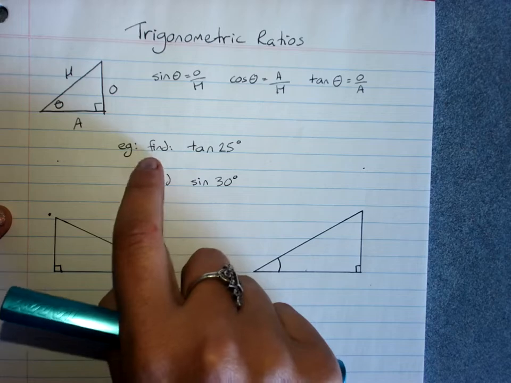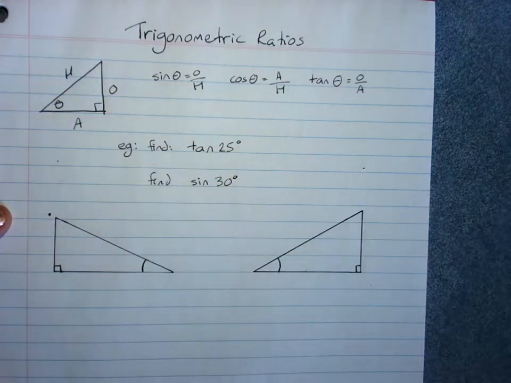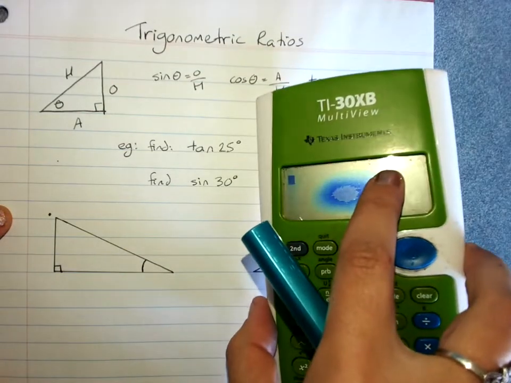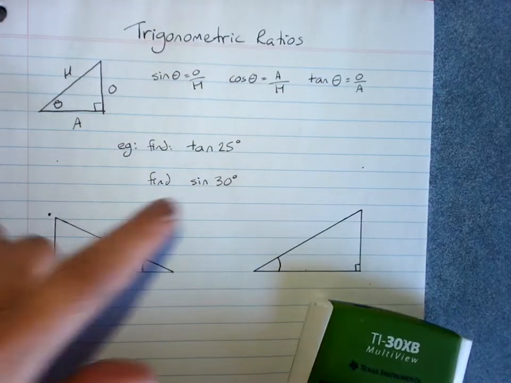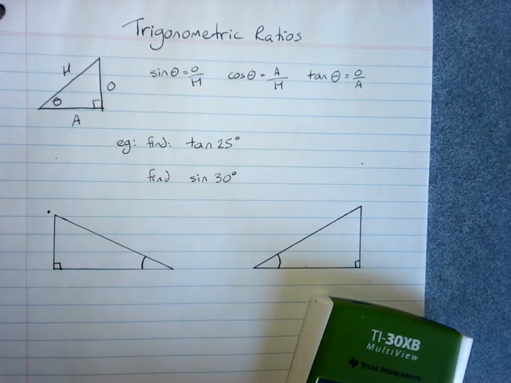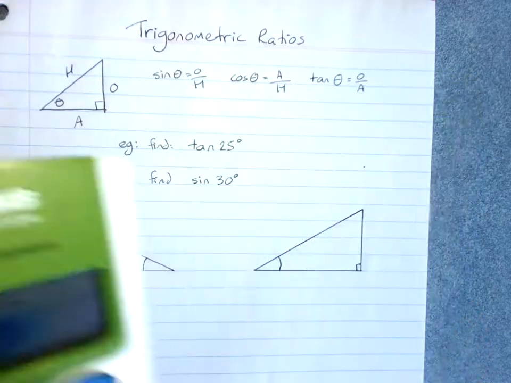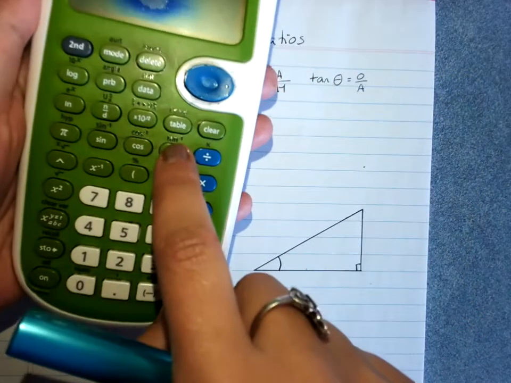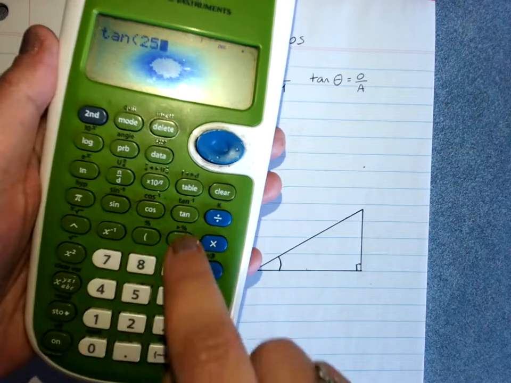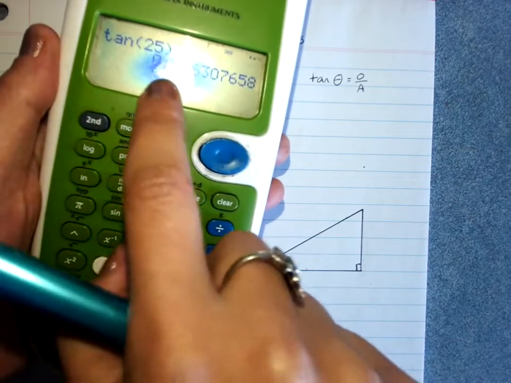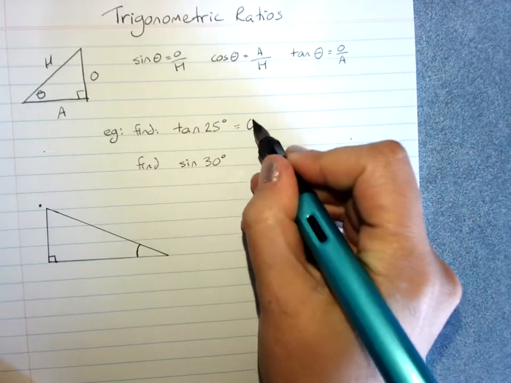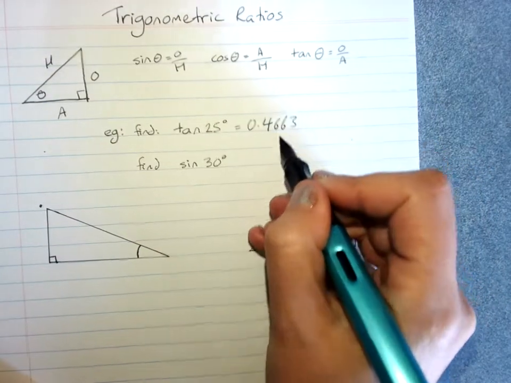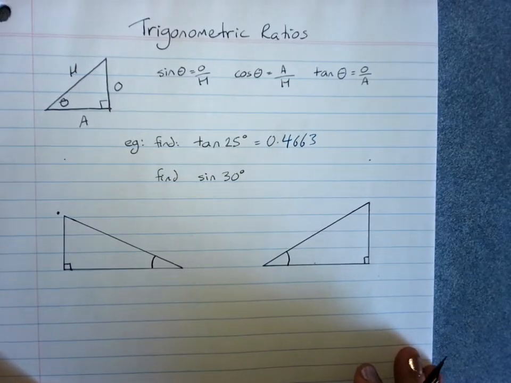So if we're asked to find tan of an angle, all that's asking is type into your calculator. Make sure your calculator is in degrees. There's two ways of measuring angles, degrees and radians. We do want to say, hey calculator, we're in degrees. And we just type in tan of 25 degrees. Sorry, it's a bit hard to read there. 0.4663. That's to 4 decimal places.